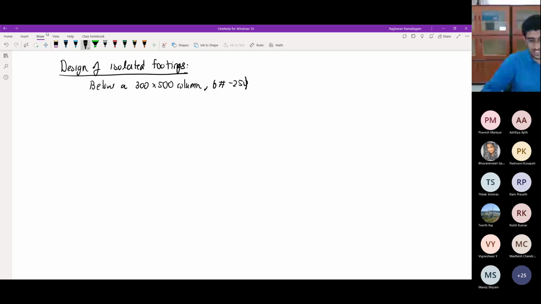So this particular detail is not directly relevant to the design of your footing, but when you detail your footing, the reinforcement in your column will also appear in the detailing of your footing. But as far as design calculations are concerned, this will not directly come into the picture. But anyway, I'm still showing it. The grades to be used are M20 and Fe415, and the loads acting on it are the factored loads.